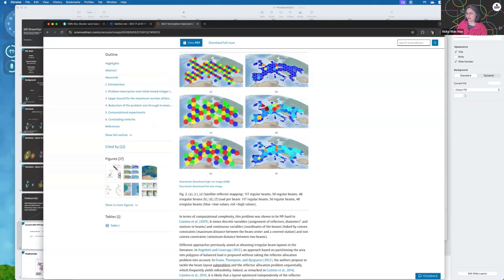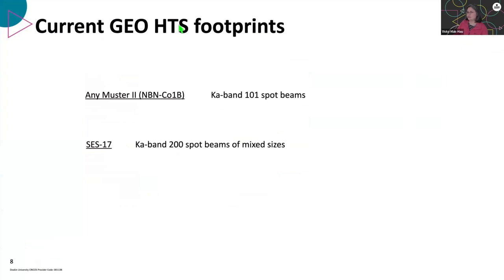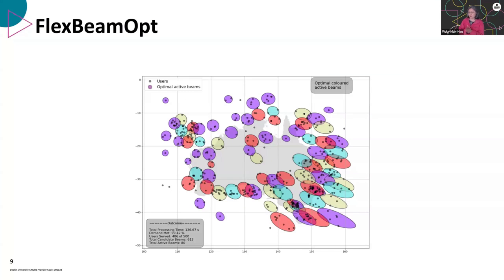But here's another example. If we are able to place our beams like this, it will be more flexible and also a better use of the resources. In this diagram, the beams that we've been using have a beam width of between 0.3 degrees and 0.6 degrees. And this is an instance for Australia.